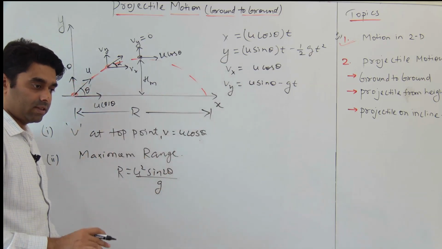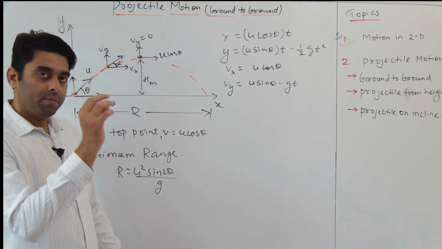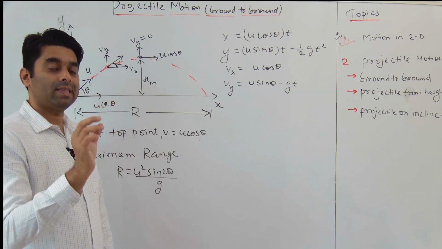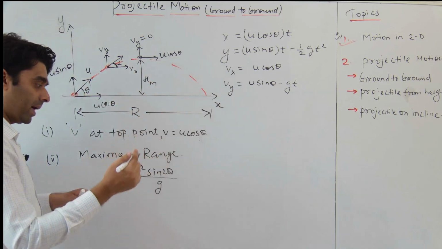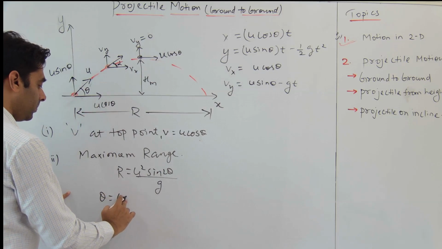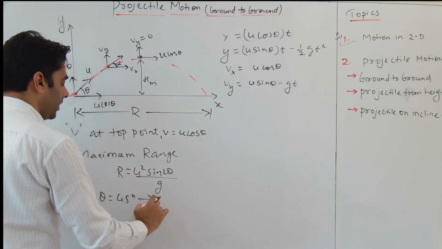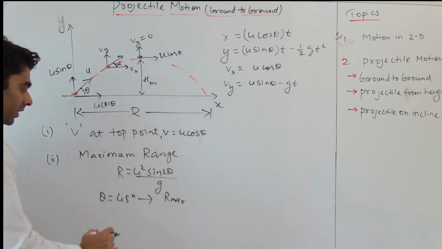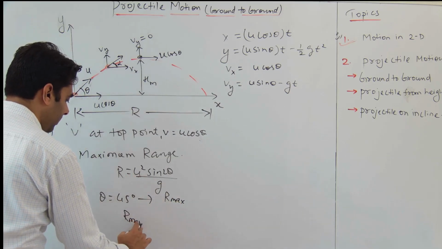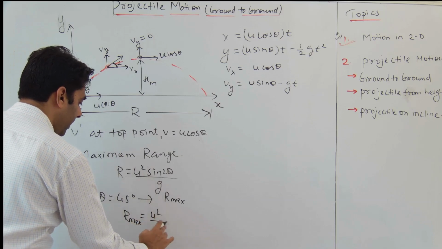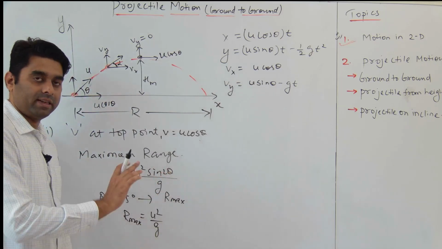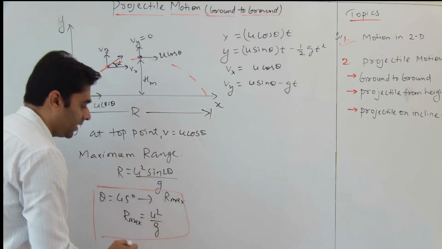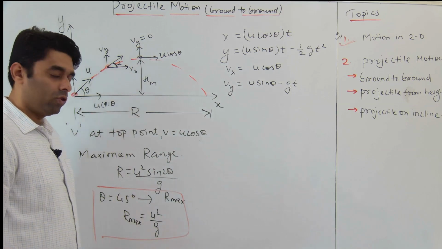For maximum range, if a particle is thrown with a velocity of u, at what angle should it be thrown such that we get the maximum range value? For maximum range, theta should be 45 degrees, and at theta 45 degrees we will get the R max value. How much is our R max value? R max comes out to be u square by g, because this becomes sin 2 times 45, that is sin 90. So at 45 degrees we get maximum range, and maximum range is u square by g.